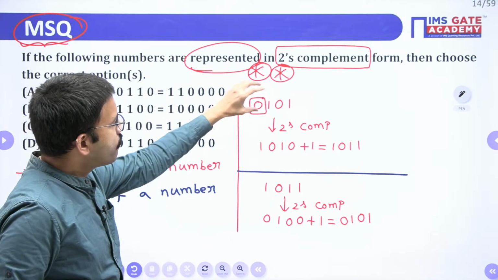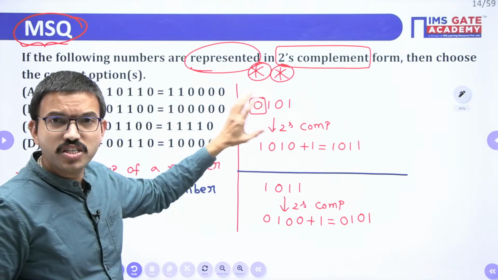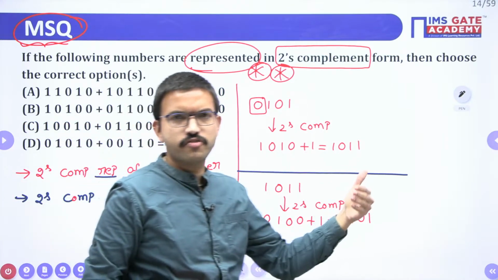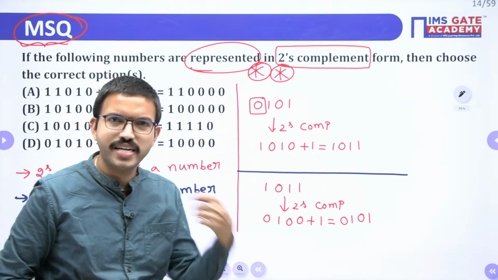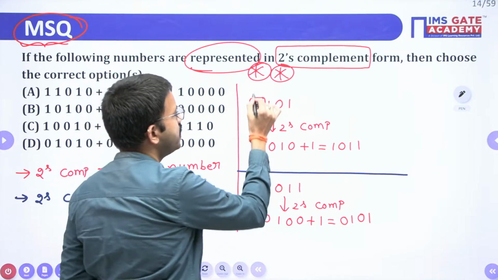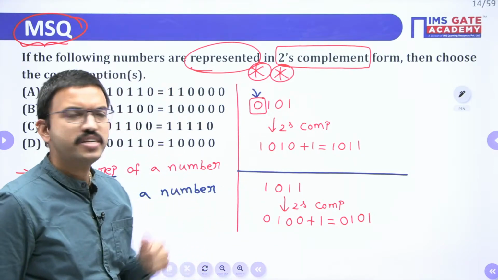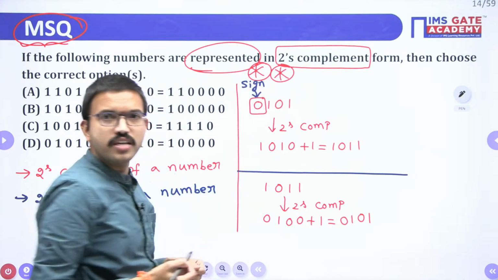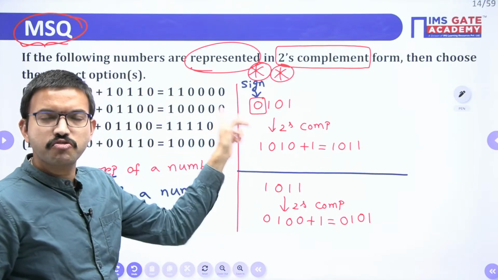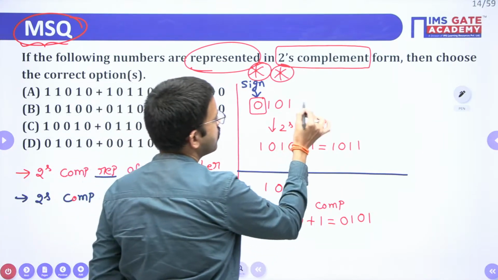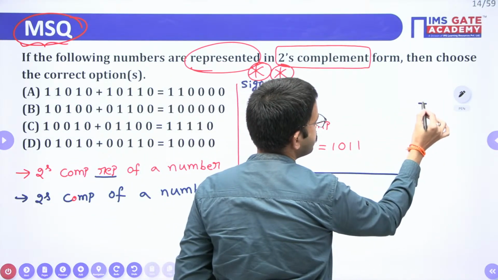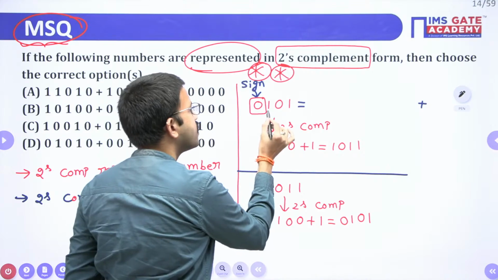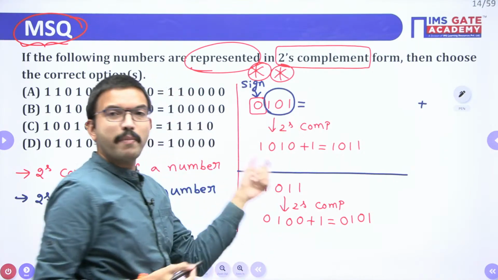Whatever numbers they have given, if they mention these numbers are represented in 2's complement form, or if these numbers are signed numbers, by default the starting bit is what? Sign bit. By default the starting bit is the sign bit. Okay. So whenever the sign bit is 0, that means what? It is a positive number. Now the remaining bits will give the magnitude.